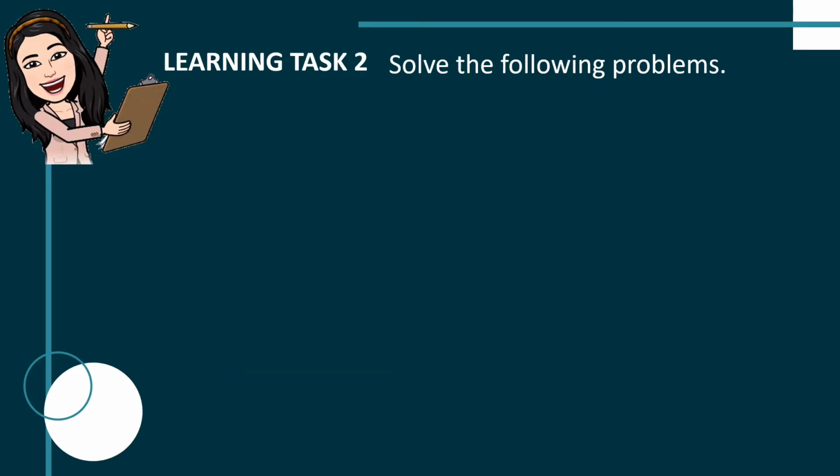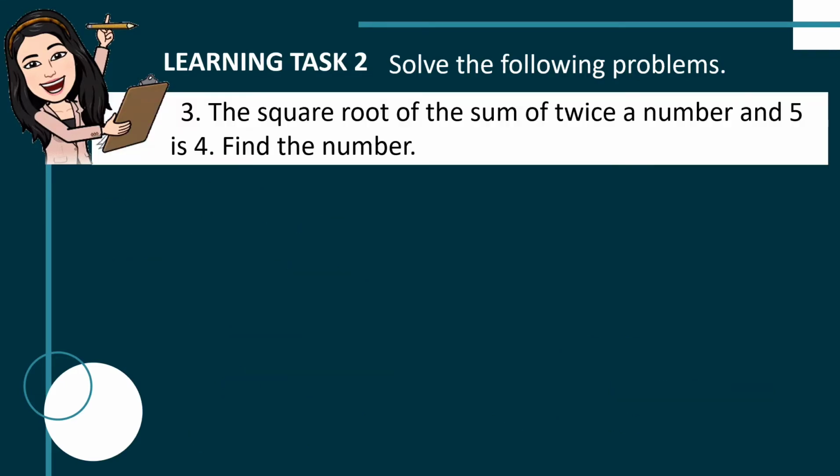This time, let us have our number 3. The square root of the sum of a twice number and 5 is 4. What is the number? Again, the square root of the sum of twice a number and 5 is 4. Find the number. So again, we are asking for the number. So therefore, we have to represent it as x again.